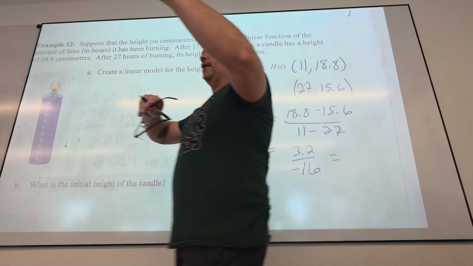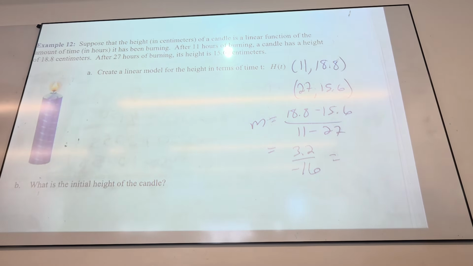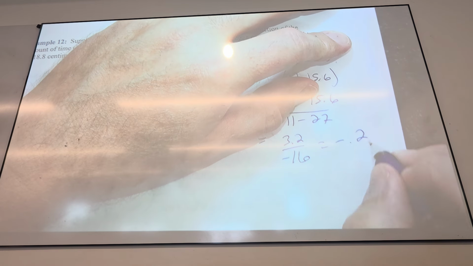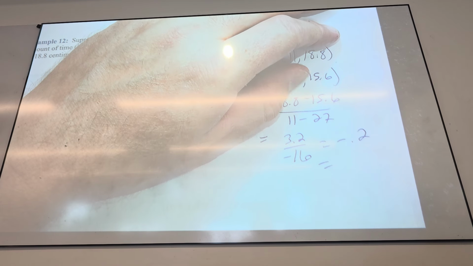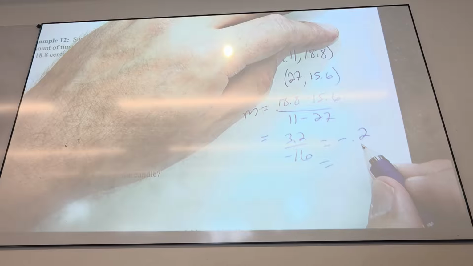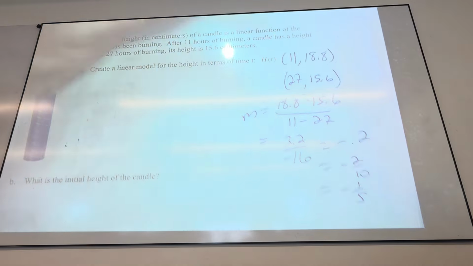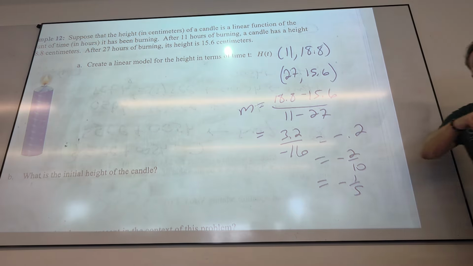What's 32 divided by 16? 2. So what's 3.2 divided by 16? Don't overthink it. 0.2. Yeah. So this is negative 0.2. Can we write that a little bit better? What does 0.2 mean as a fraction? 2/10. And what does that reduce to? There we go. That looks more like a slope, right? Rise over run.